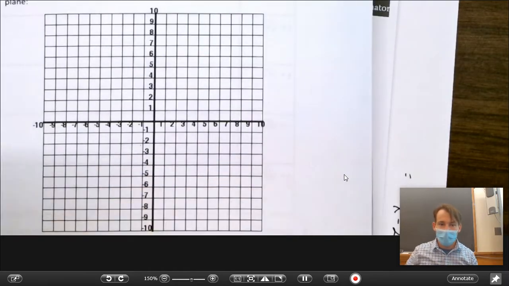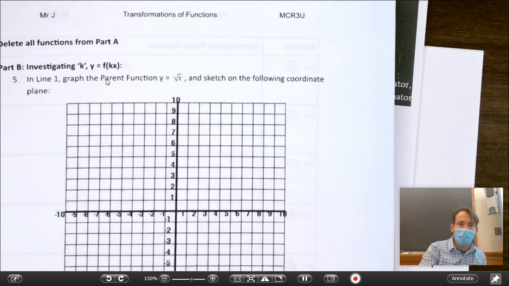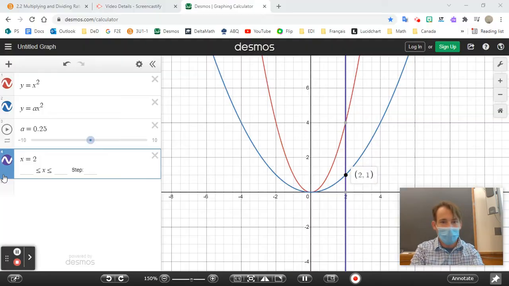Now, let's take a look at this one here, which is investigating k. We're going to be looking also at new parent functions today. Here is the function y equals the square root of x. This looks like half of a parabola on its side. So let's take a look.